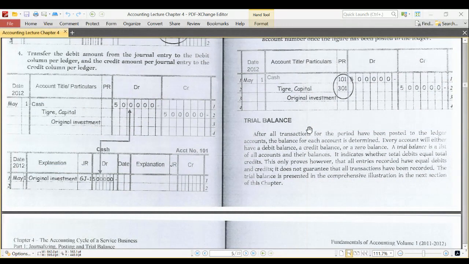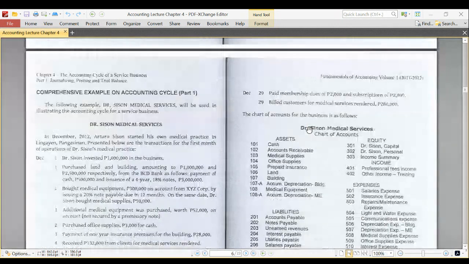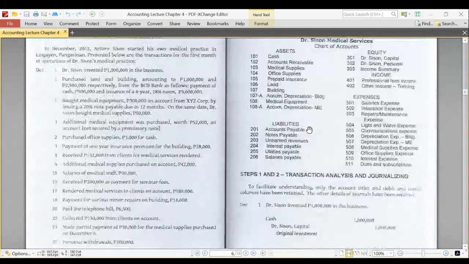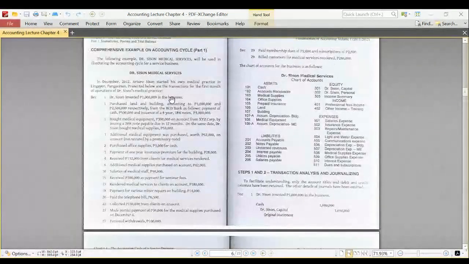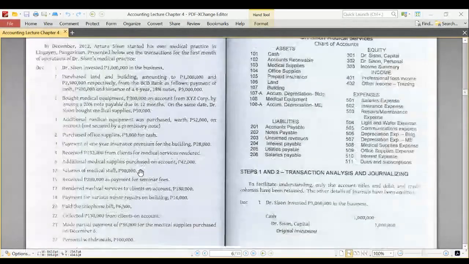Because, remember, in a double entry accounting system, the debit side must always be equal to the credit side. Now, we will prepare. So, gagawa na lang tayo ng activities. So, gagawin natin dito ay mag-prepare tayo ng journal entries and then ipopost din natin siya sa general ledger.